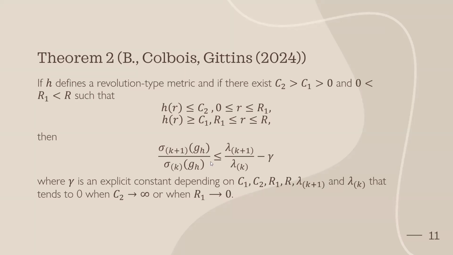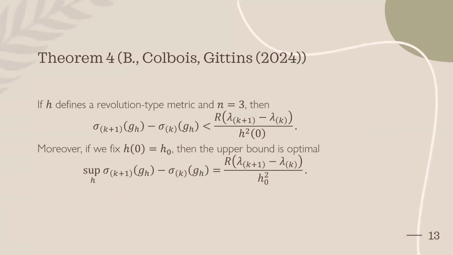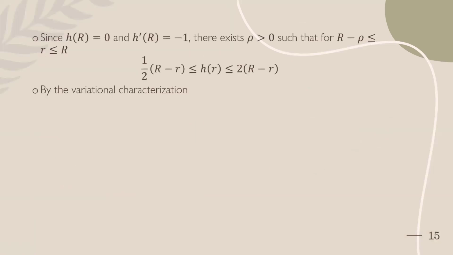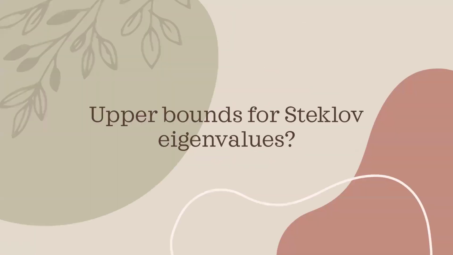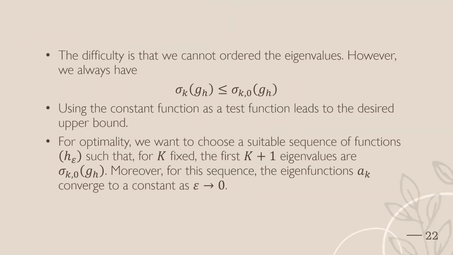So this means that to be close to our upper bound, we either need h to be really big or really small. So when C2 tends to infinity, this means that we need h to be really big. And if we tend R1 to 0, this means that we need h to be really small. And this concludes what I wanted to talk about today.